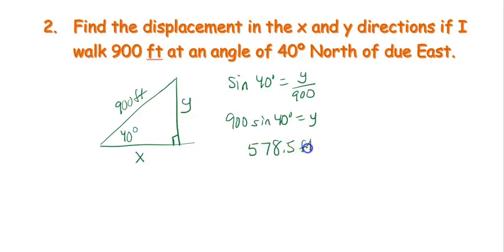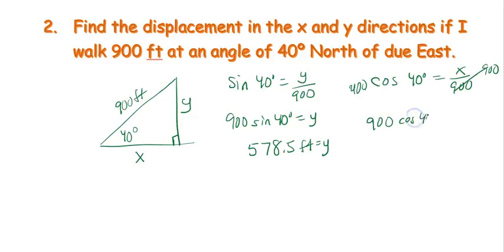And then if I plug that in my calculator, I get 578.5 feet. I want to find the x direction, so that would be the adjacent side. Again, I'm going to use cosine for that. So cosine of 40 would be x over 900, multiply by 900. And that's going to give me 900 times the cosine of 40. Type that in my calculator, and I get 689.44 feet.